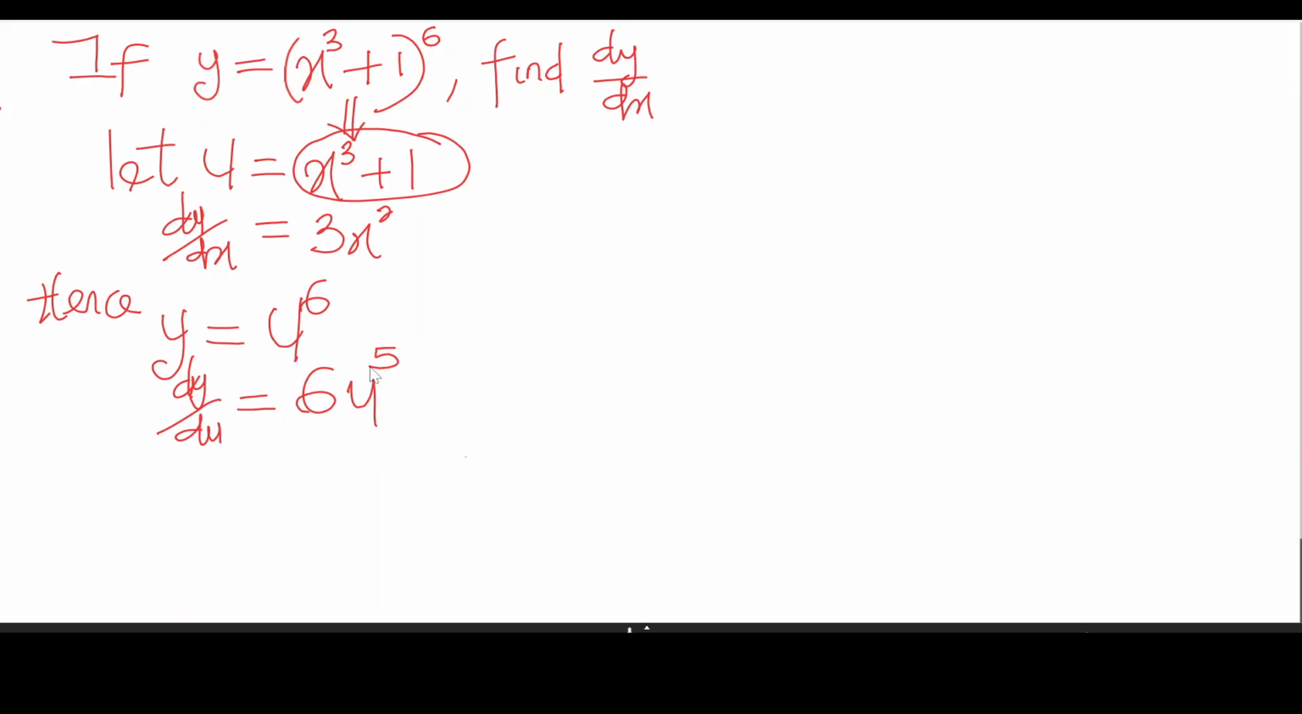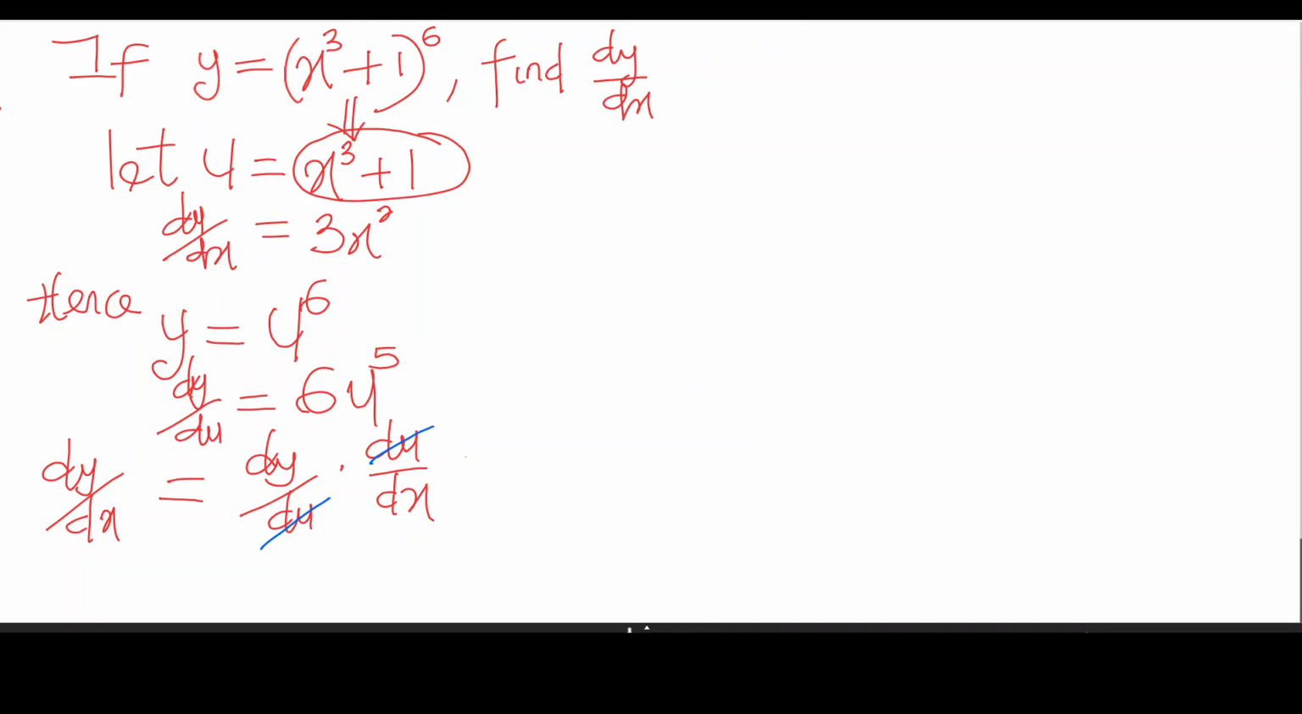Then we have dy/dx, because that's what we are looking for, is going to be equal to dy/du multiplied by du/dx. And as you can see, the du and the du give 1 in this case. So we are left with dy/dx, and that's what we are going to be doing.